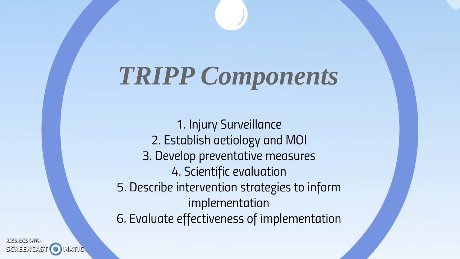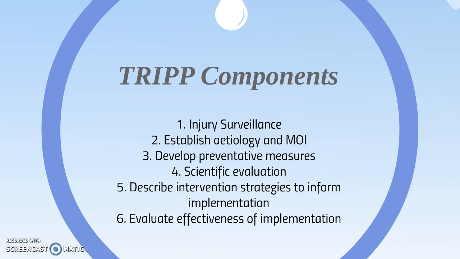Okay, so my explanation of the TRIP components. First is injury surveillance. So, what are the injuries that we're looking at preventing? Second is establish the etiology and the mechanism of injury. So, what MOI are most present? And again, what are we looking to prevent?